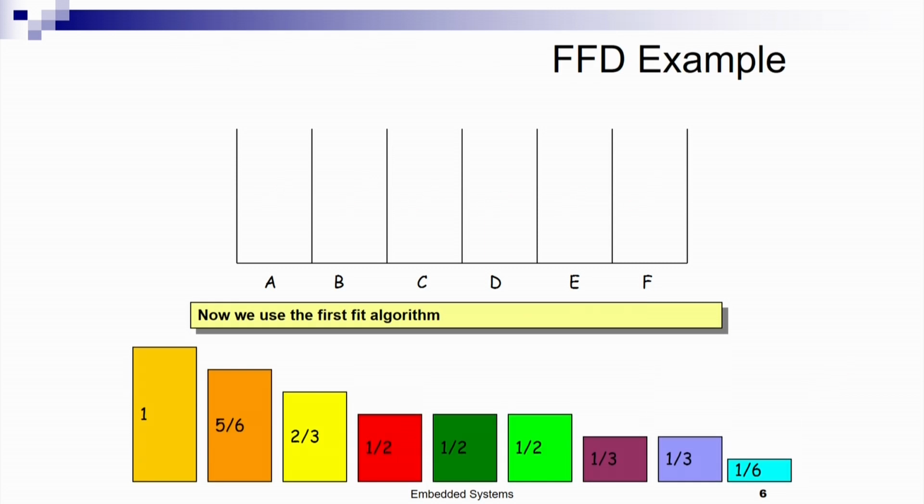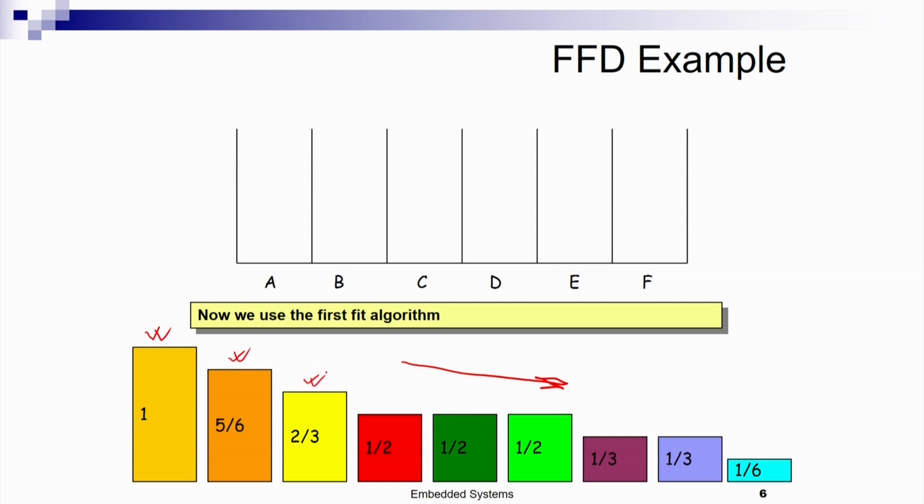So, after sorting, we get this sorted sequence of tasks from the largest task to the smallest task, and after sorting we need to apply the first fit algorithm. Thus, we take the first task and put it on the first processor that can hold it. But before doing that, we will, for convenience, change these fractional utilizations into integers.